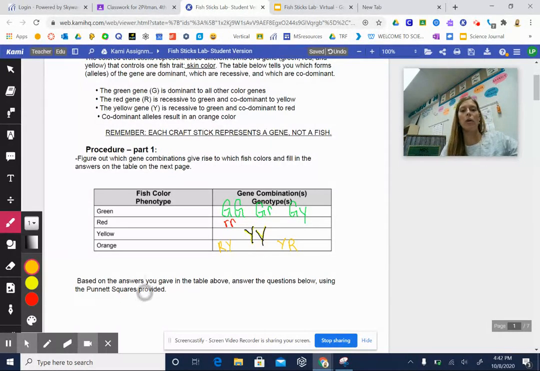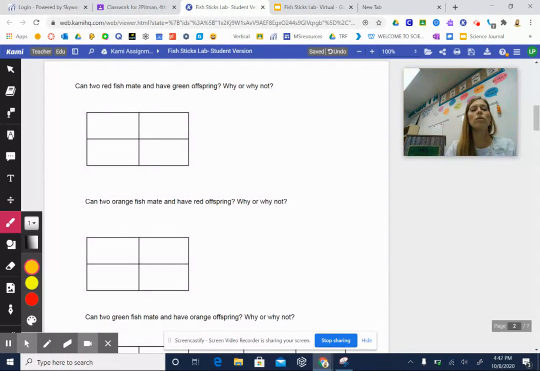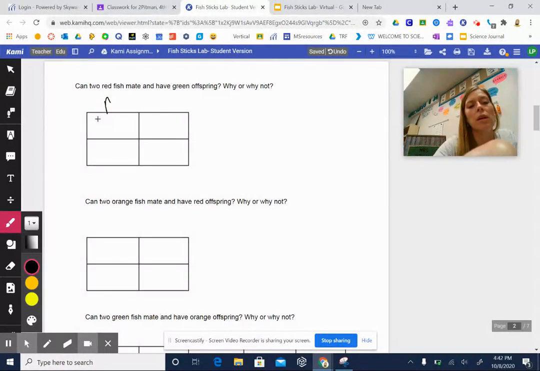Okay, so when you're looking over these questions, it says, can 2 redfish mate and have green offspring? Well, we have to set up our Punnett square. This would be the mom fish. She's red, so she has RR. Daddy fish has RR as well, because R is a recessive gene. The only way it's showing up is if you have 2 recessive genes together. That's homozygous recessive.